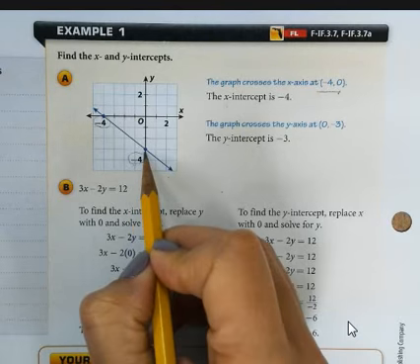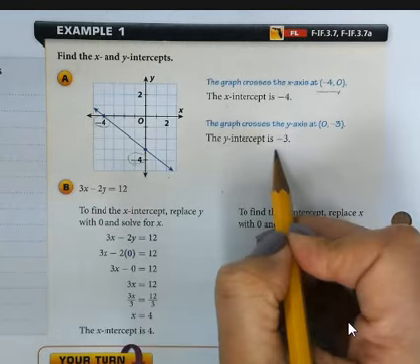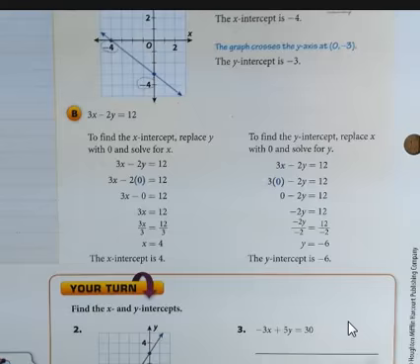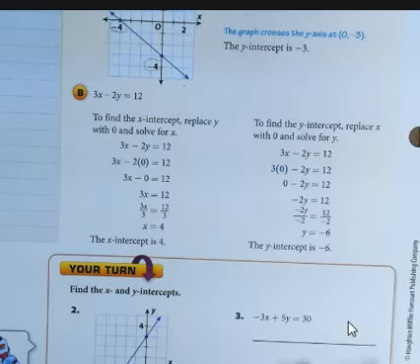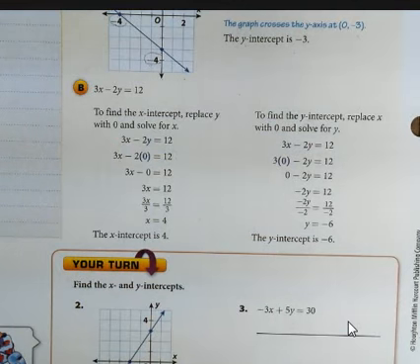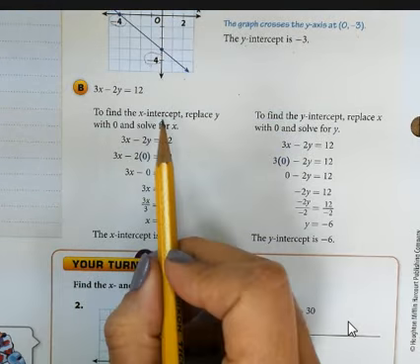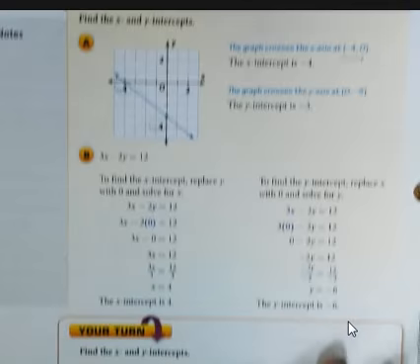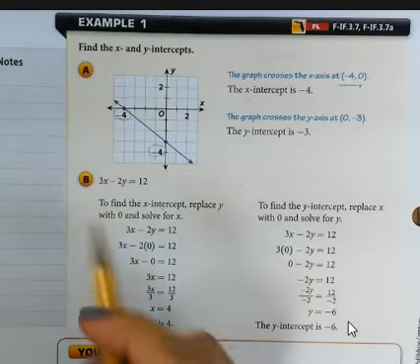When you are given an equation like the one for part B, 3x minus 2y equals 12, in order to find your x- and y-intercepts, you're basically going to be substituting 0 for one of those values to find the other. For example, to find your x-intercept, you replace your y value with 0, because as we saw up here, when you have your x-intercept, your y value is 0, because you didn't move up or down. You stayed right on the x-axis. So that's what you're going to do here.